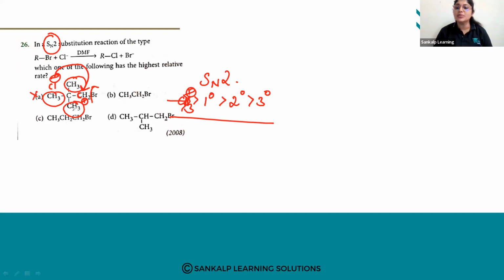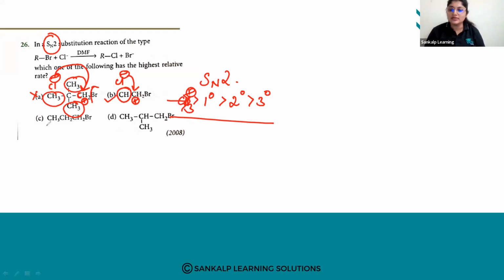Why? Because there are 3 bulky methyl groups, so there is steric hindrance and the attack does not take place. Next, option B. Here Cl minus will attack this carbon, and only one methyl group is present. The carbocation will be formed at this particular carbon, so this is stable. The relative rate is higher, so we can consider this option. We'll see others also.